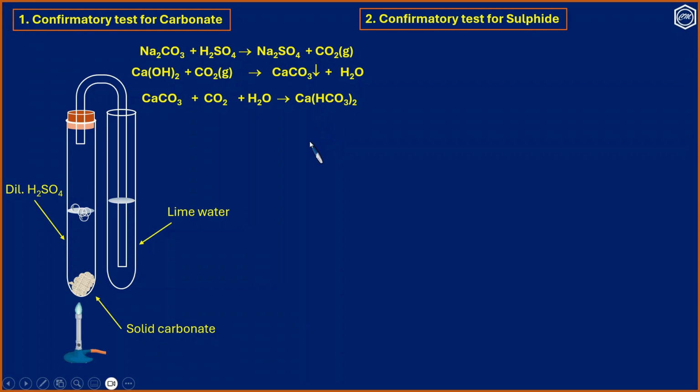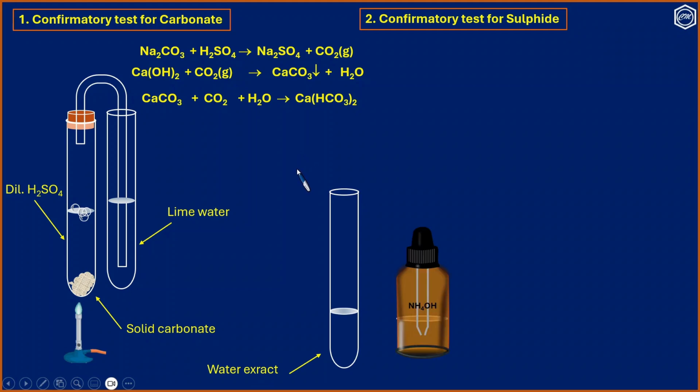Next is confirmatory test for sulfide. Take about 1 ml of the extract and make it alkaline by adding ammonium hydroxide. Now add 1 or 2 drops of sodium nitroprusside.